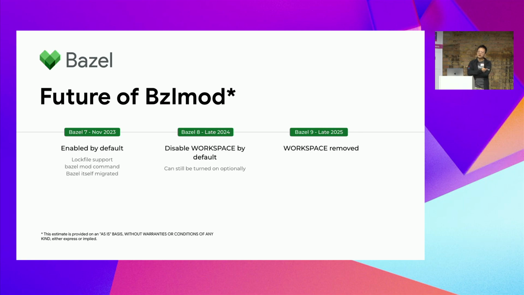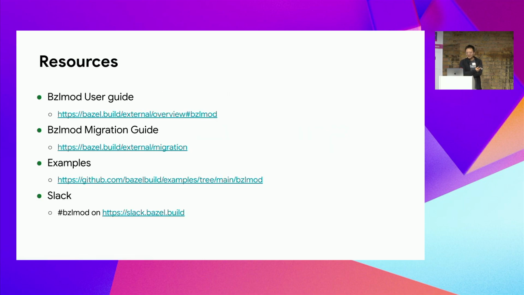The long-term vision of Bzlmod, like I said, is to replace the workspace file. In Bazel 7, we have enabled it by default. In Bazel 8, we hope we can disable workspace by default. You can still turn it on by a flag, but in Bazel 9, we hope to entirely remove it. But this is a planned timeline. It, of course, depends on the migration progress, so no promise.